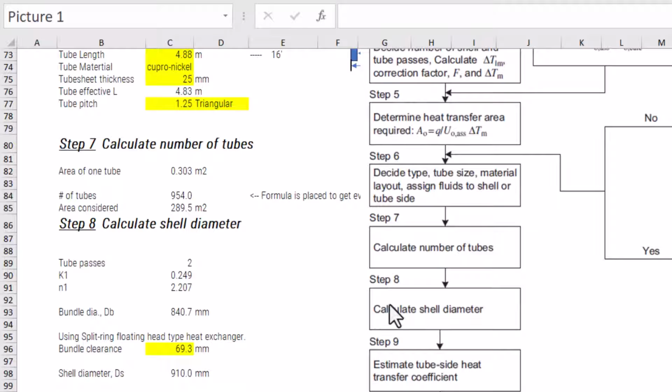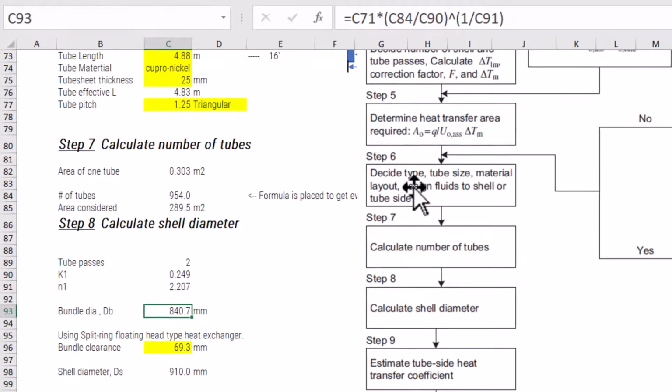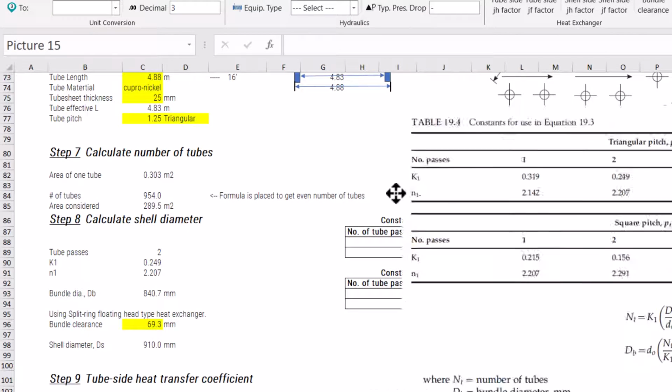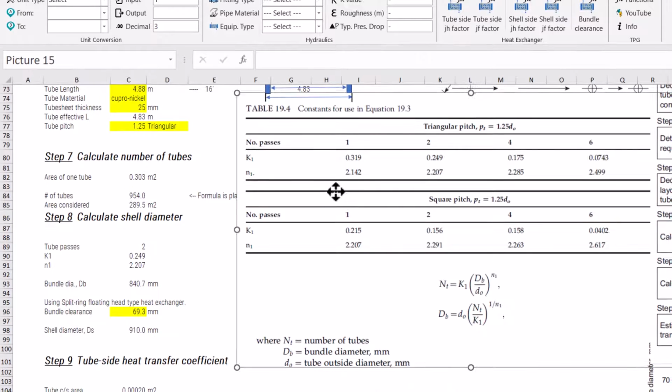So now coming to step number 8. Here we need to calculate the shell diameter. This shell diameter is actually the shell inside diameter. Before we calculate shell diameter, we need to know the tube bundle diameter. To estimate the tube bundle diameter, there is an empirical formula together with one table. So let me show you that first. So it is like this.